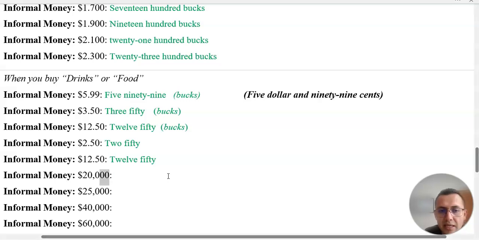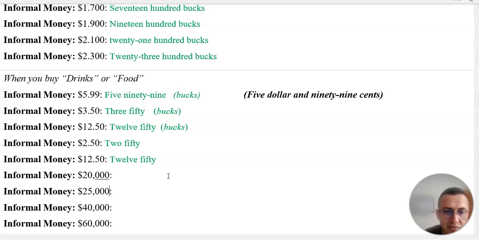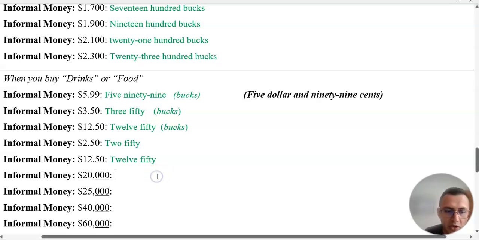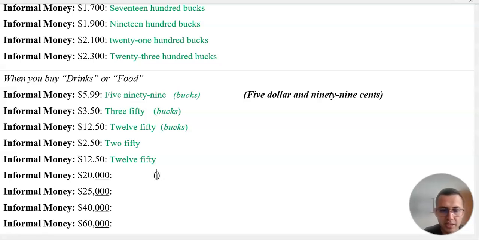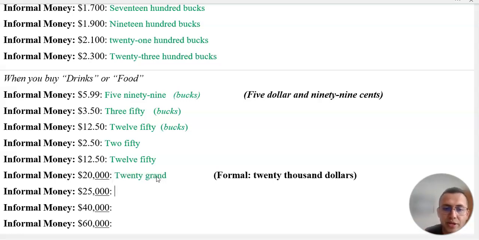Ya son los que se configuran como los miles. Tenemos el caso de $20.000, $25.000, $40.000 y $60.000. Remember that in formal English, la parte formal, el $20.000 debería leerse $20,000 formalmente. Sin embargo, en este caso, la palabra thousand va a ser reemplazada por la palabra grand. So we say 20 grand. 20 grandes. The next one.